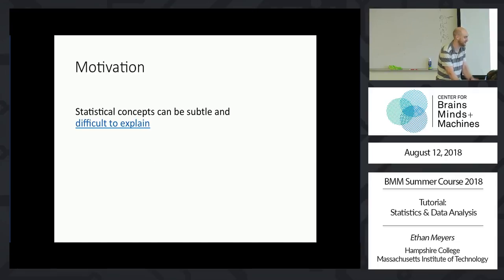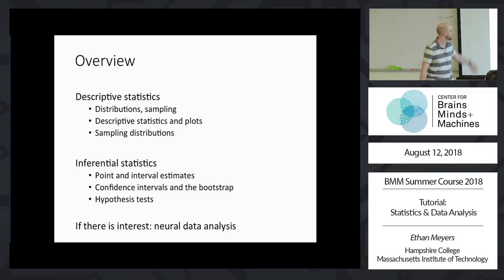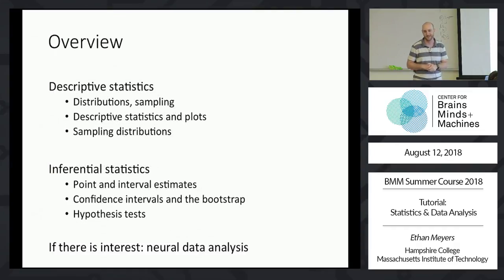Okay, so like I said, statistical concepts can be a little tricky, and I thought it'd be useful to go over things. And please ask questions if anything comes up that you're confused about or you don't know why I've put things on slides. Okay, so an overview. I'm just going to talk about descriptive statistics and then inferential statistics. If there's interest and time at the end, for those of you who analyze neural data, like spiking activity, I could also go through specific methods that are used more by those communities, like mutual information, again, depending on time and interest. Otherwise, I'm sure no one's going to object to getting out a little early.